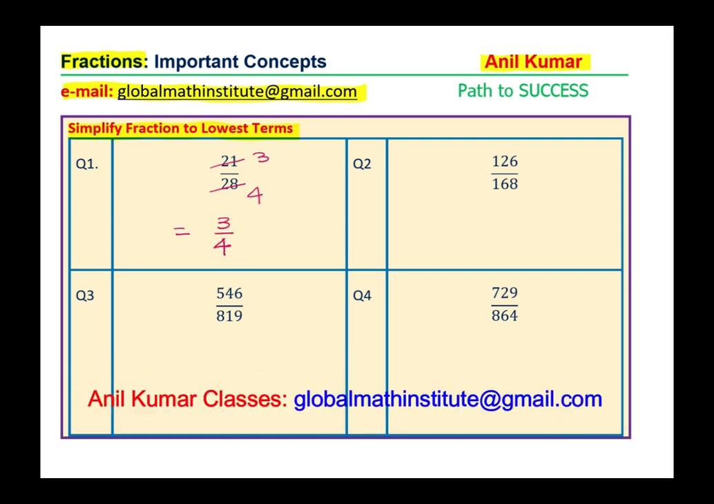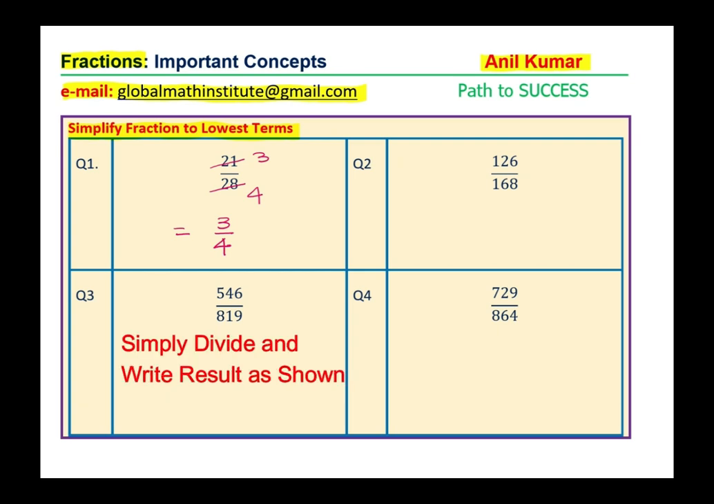Perfect. So we divided numerator and denominator by 7. Normally, we do not write "divide by 7". We simply divide and then write down the result. 7 times 3 is 21. 7 times 4 is 28, right? So you should be good at multiplication tables to do this type of question.